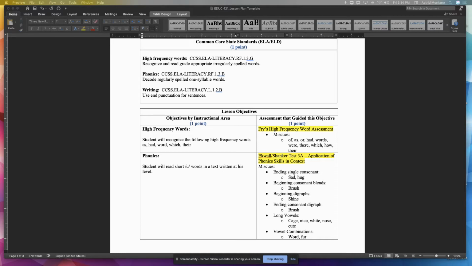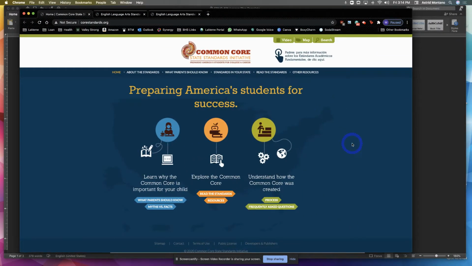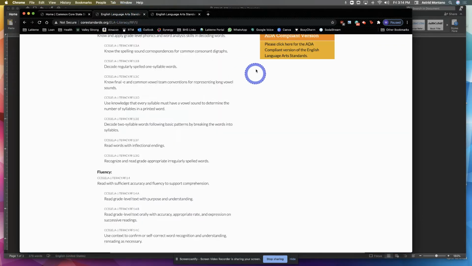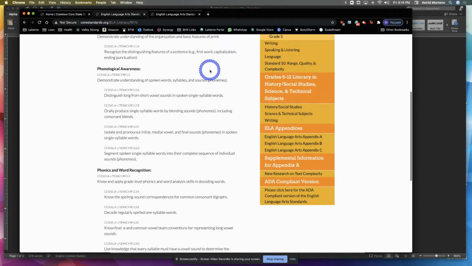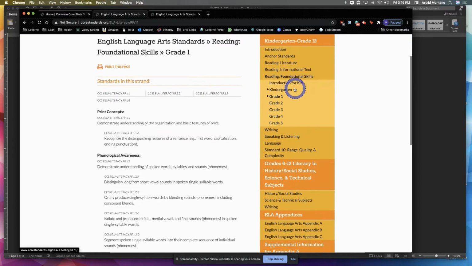Okay, so where did I go to get my standard? I went to corestandards.org, and we do have to write Common Core standards, and they do have to be at grade level. So I went to read the standards, and then I picked English, which took me here. It gives you the standards from K through 12, and I scrolled down and picked reading foundational skills. Then I picked the grade level, first grade, because he is a first grader.